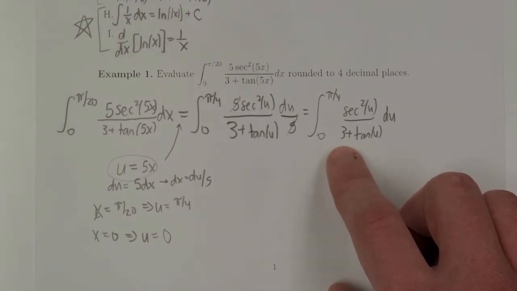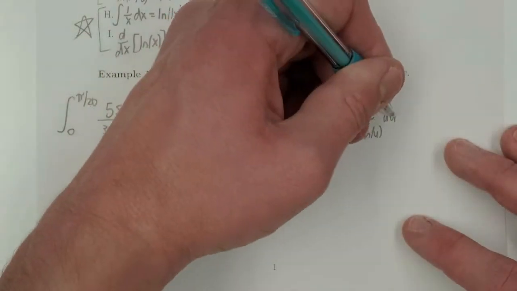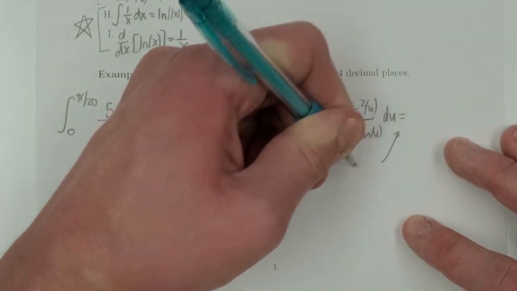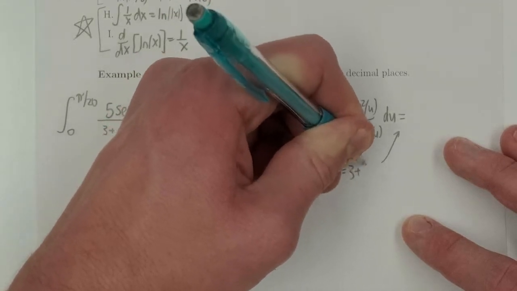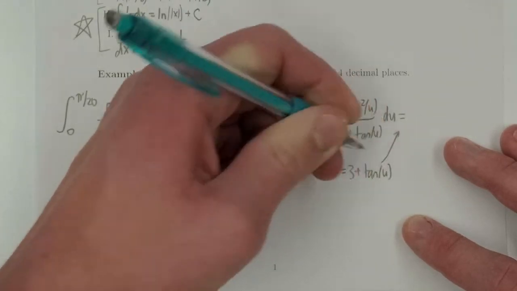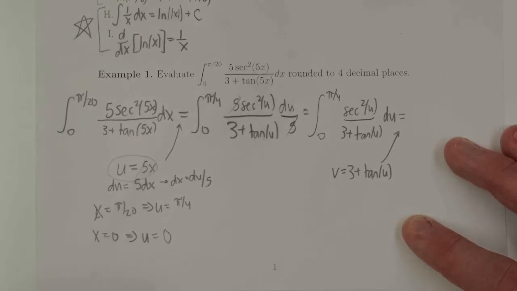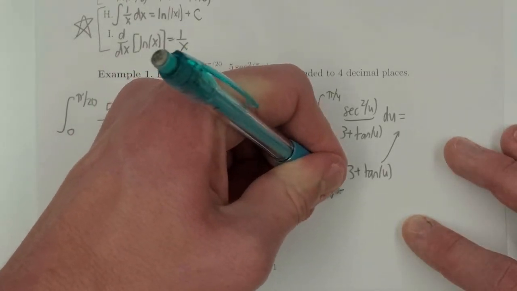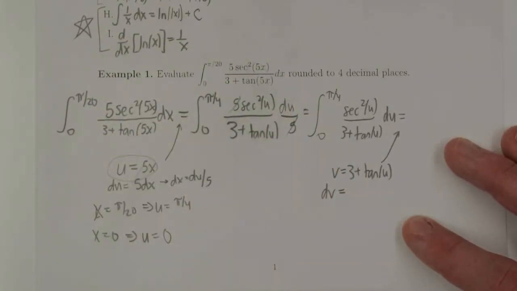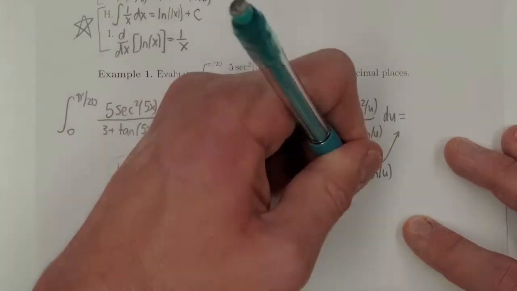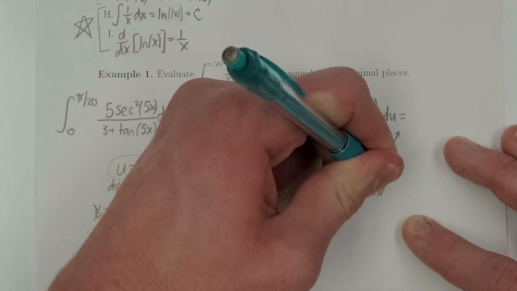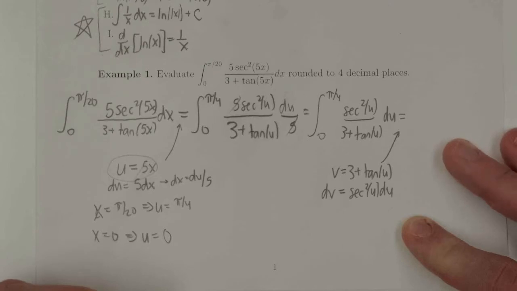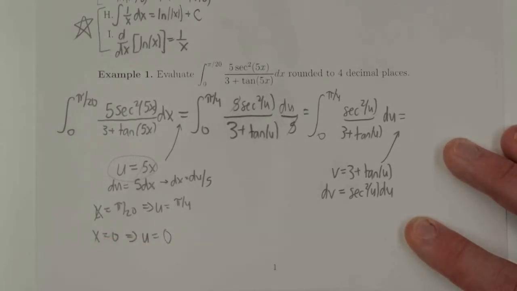Right idea, but I would go a bit further. I would add the plus 3 as well. So in this case, I'm going to call this one v equals 3 plus tangent of u. Okay? So then that way we can say, well, dv then equals what? Secant squared u. Yep, secant squared of u times du. Okay, and then from here we can change the bounds as well, right?